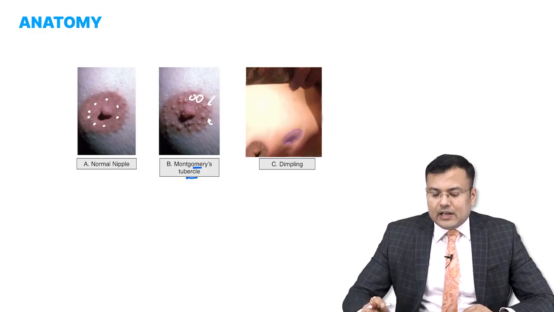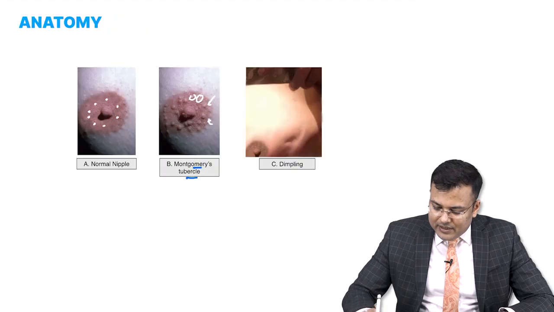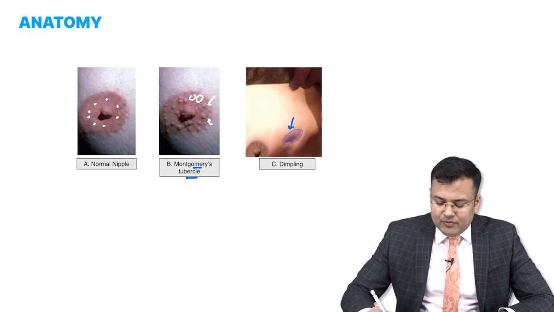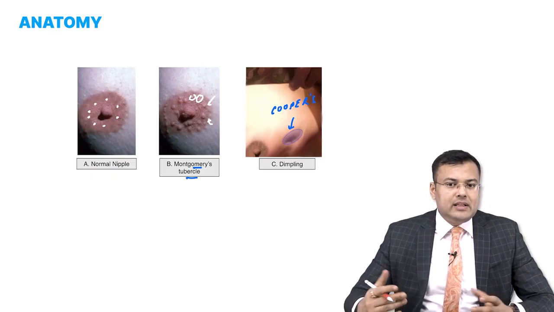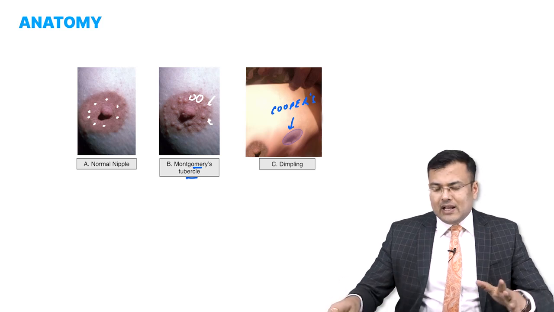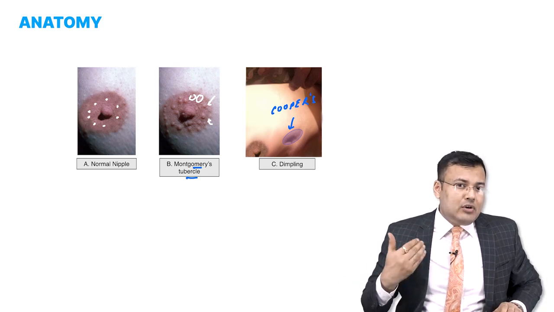Second, we discussed what's the cause of dimpling. In patients of carcinoma breast, there is involvement of one ligament. Which ligament? This is the ligament of Cooper. So whenever there is involvement of Cooper's ligament, there is dimpling in carcinoma breast.